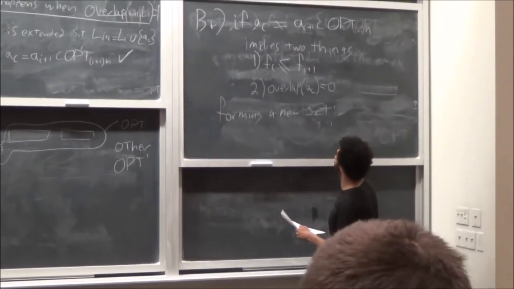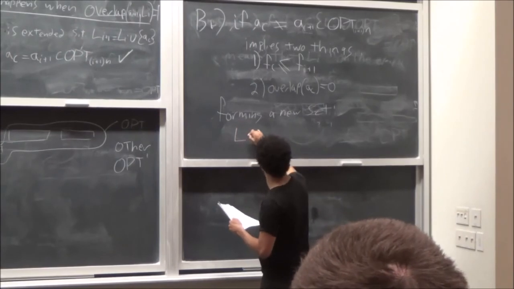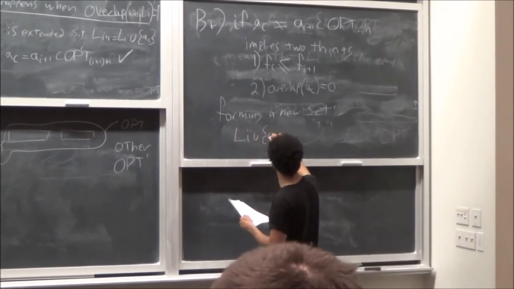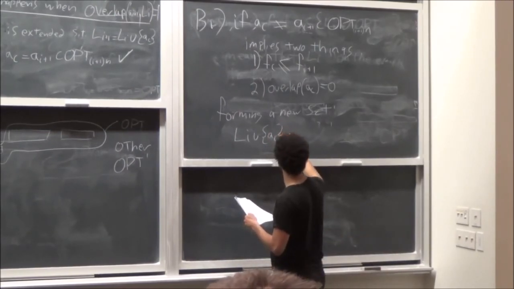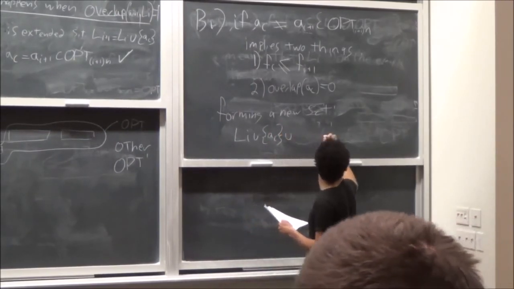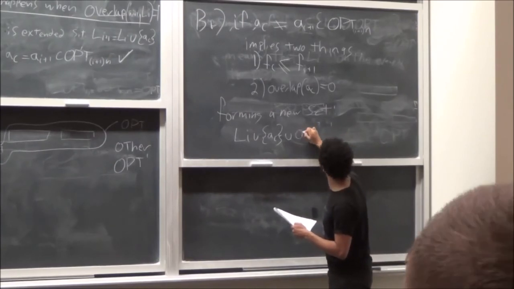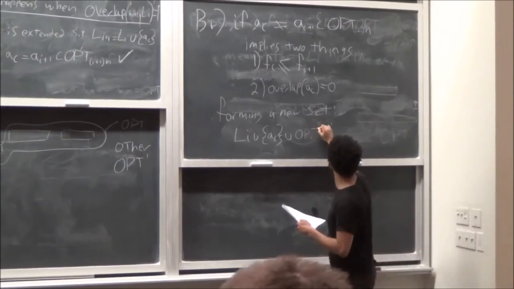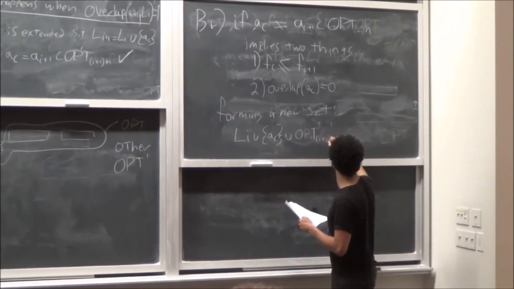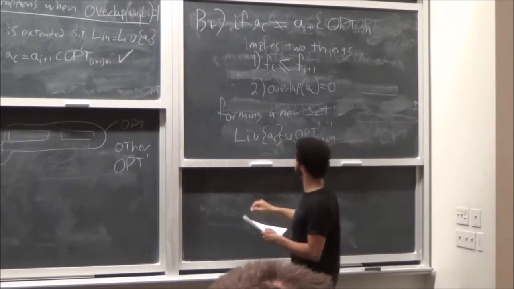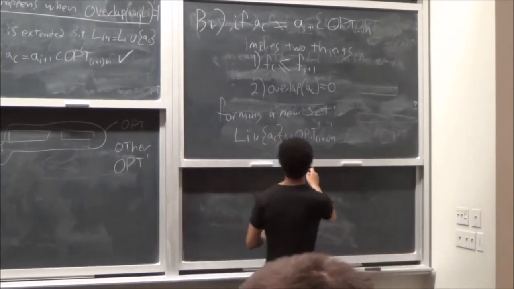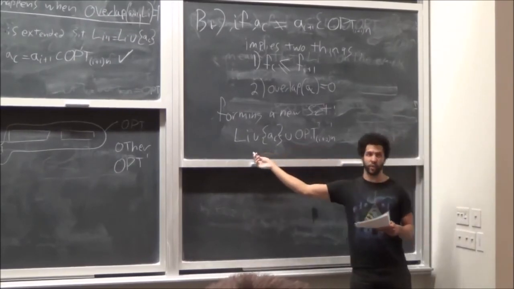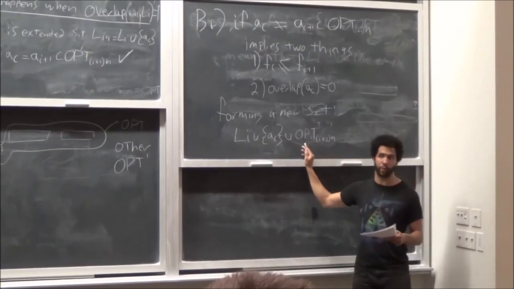Right? And our new set looks like Li union AC, right? Union our new OPT I plus 2 to n. So this is kind of the new set we're forming, and it could look like this. It could be promising. Would you say that this new set, given everything we know, is still promising?